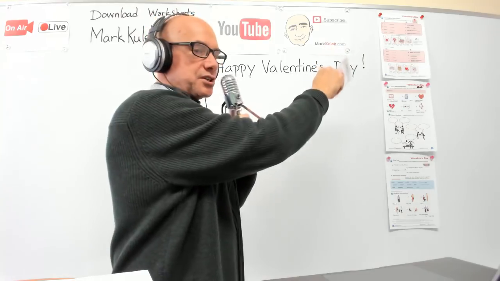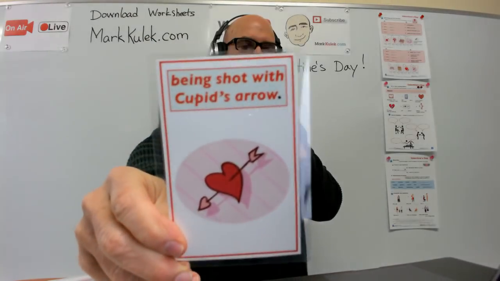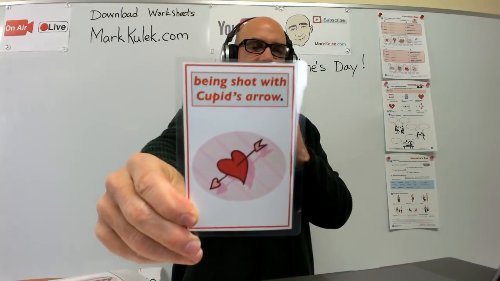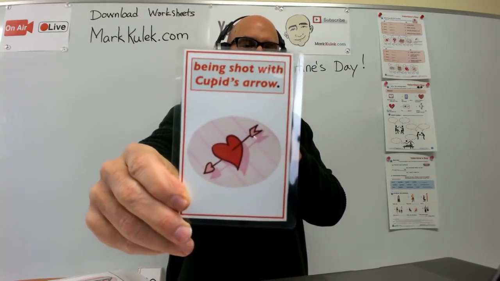Okay, so on the worksheets and in the video, we're going to practice these expressions. Okay, so love is being shot with Cupid's arrow. And so love is being shot with Cupid's arrow.